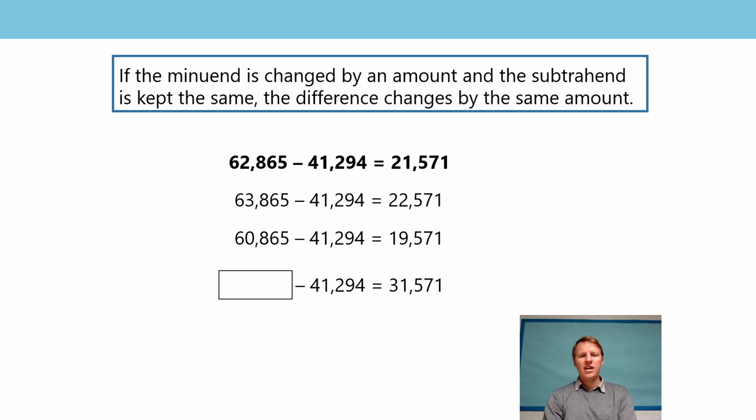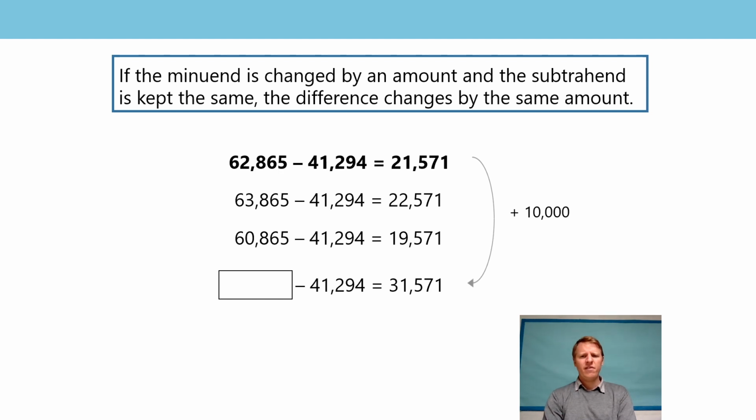Now you could use any of the other differences to help us, but the one I can see that the most things are similar, again, is our top calculation, the bold calculation. I can see 21,571, and in our new calculation to solve, I've got 31,571. Our hundreds, tens, and ones have stayed the same. Our thousands column has stayed the same. Our 10,000 column has changed. It's increased by 1. So therefore we've added 10,000 to our difference.